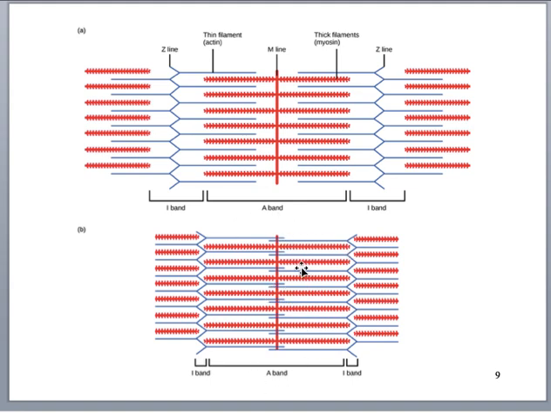Again, these filaments aren't getting shorter, they're just sliding past one another. Here, you see an H zone, and you see prominent I bands. This is a relaxed sarcomere. Okay, so that is the anatomy of a sarcomere.